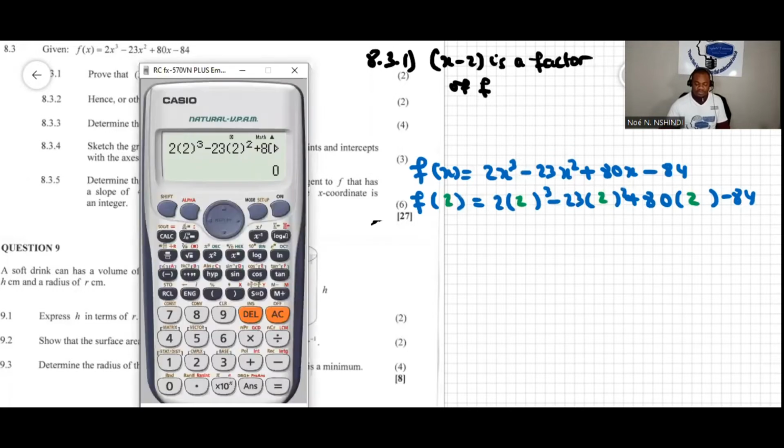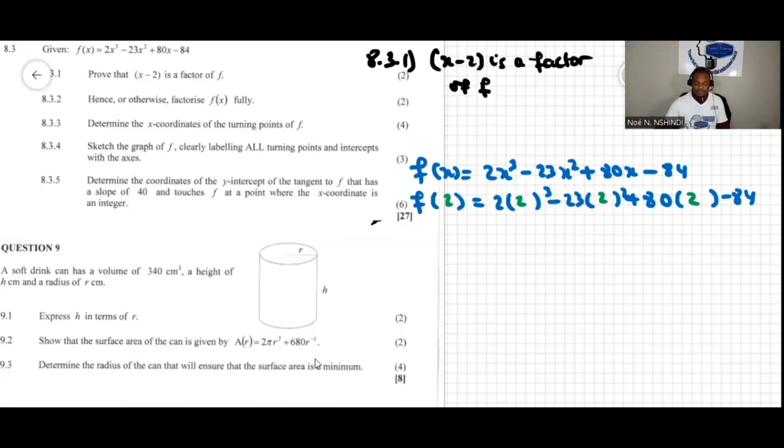Now, I did already work it out here in the calculator where I substitute x by 2, and the answer here is equal to 0. So now f of 2 is equal to 0. Therefore, we can say x minus 2 is a factor of f.